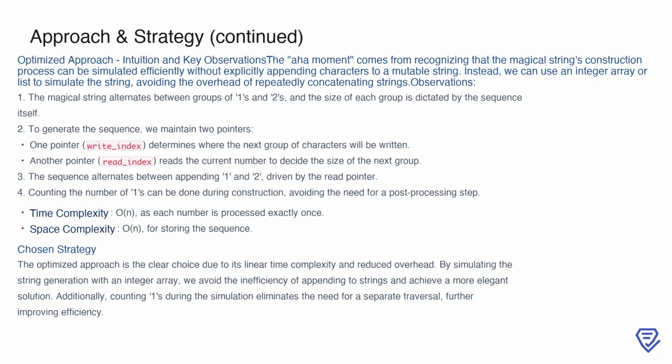Additionally, we can count the number of 1s directly during the construction process, eliminating the need for a separate traversal afterward. This approach is highly efficient, with a time complexity of O(n), as each number is processed exactly once, and a space complexity of O(n) to store the sequence.